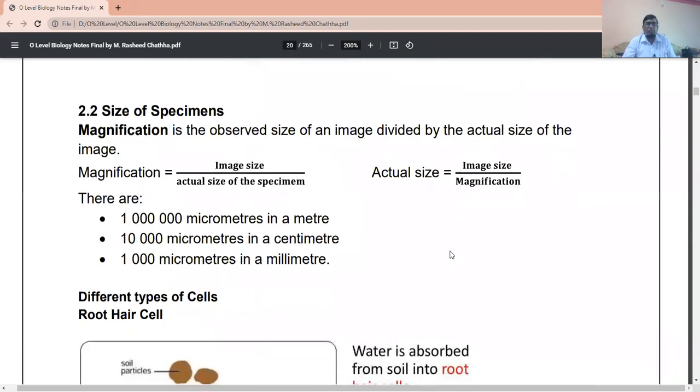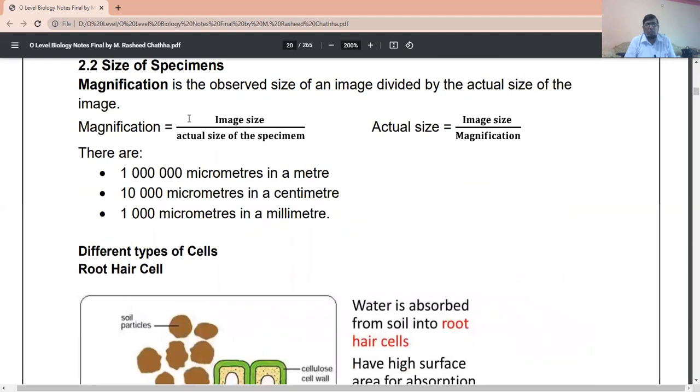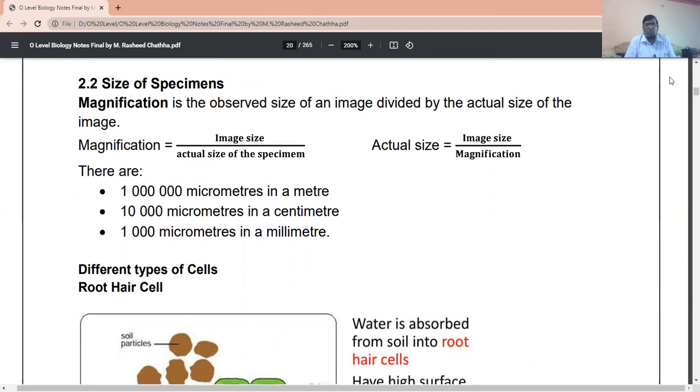Next are the sizes of the specimens. First of all, we have to study magnification. It is the observed size of an image divided by the actual size of the object. So the magnification formula is: magnification is equal to image size over actual size. And if you want to find the actual size, it will be equal to image size over magnification.